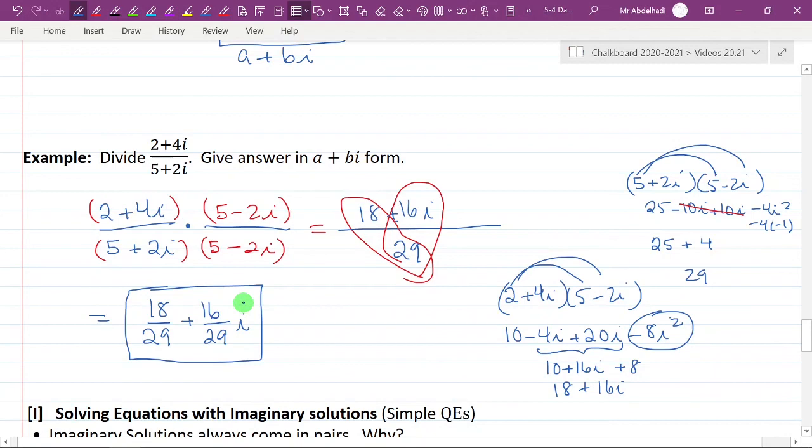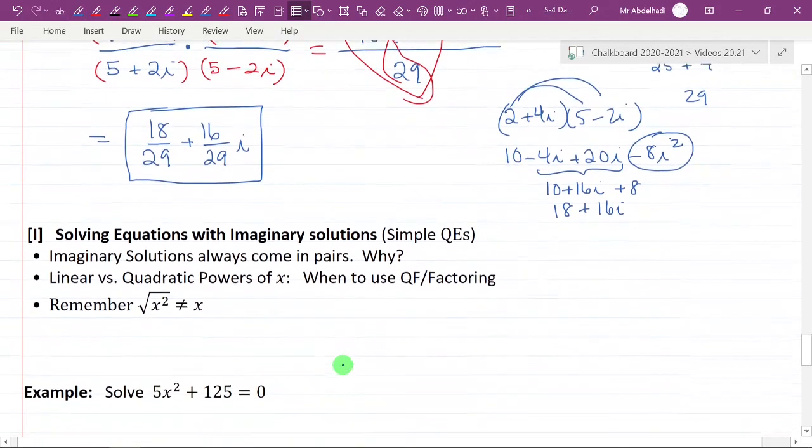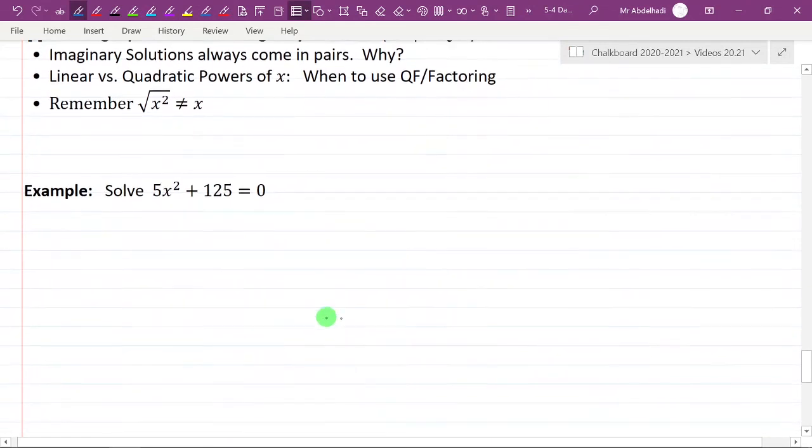Okay, the last example is to show you what to do if you're solving an equation and you end up with a negative on one side of the equal sign. So let's solve this equation right here. Now, this doesn't have an x in it. It only has an x squared. So you don't need the quadratic formula, and there's no factoring to be done here. All you need to do is solve it Algebra 1 style, basically.